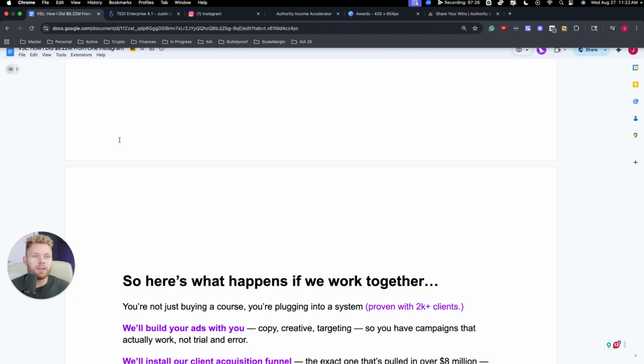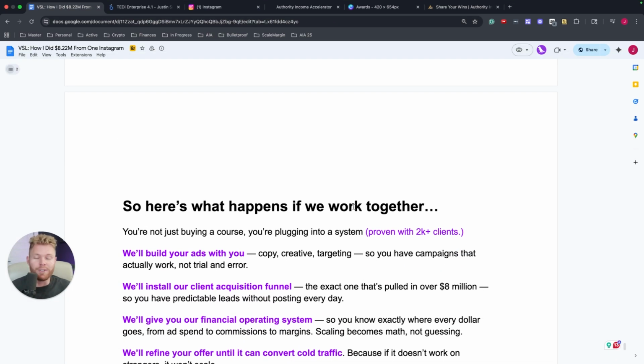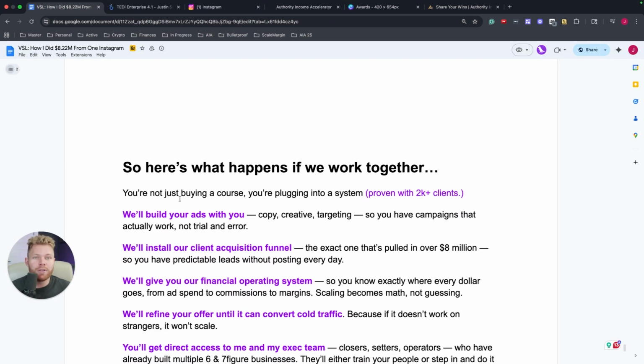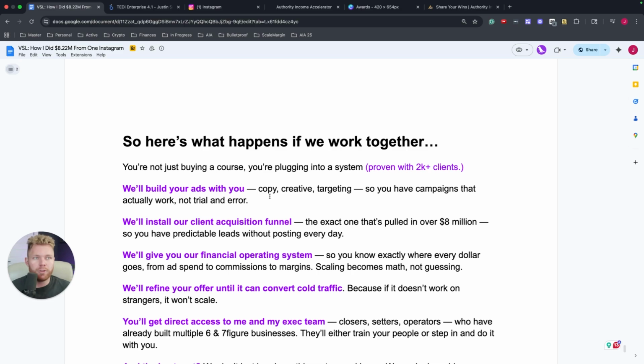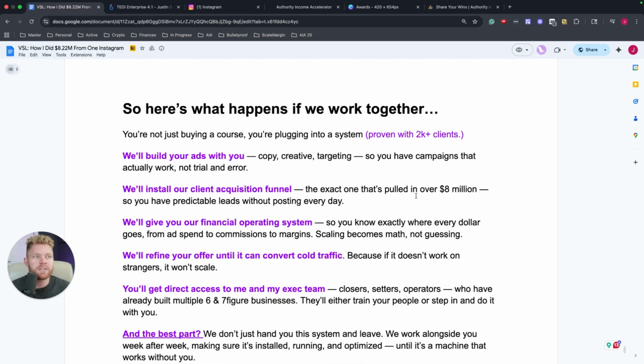Again, I'm not going to go through all this, but the point is we've done this for a lot of clients. So here's some of the things we'll do. We'll build your ads with you, copy, creative, targeting, so you have campaigns that actually work, not trial and error. Imagine if we just built your ads for you based off of millions and millions of dollars of ads spent on our own and analyzing millions and millions of dollars of our clients. How fast would that get your ads profitable for you? We'll install our client acquisition funnel, the exact one that's pulled in over $8 million, so you have predictable leads without posting every day. You don't have to guess which funnel is going to work.